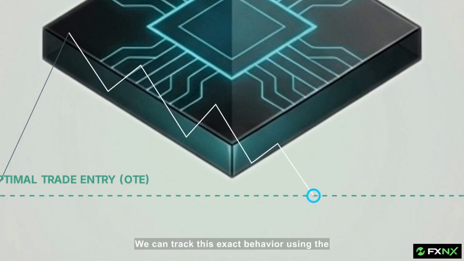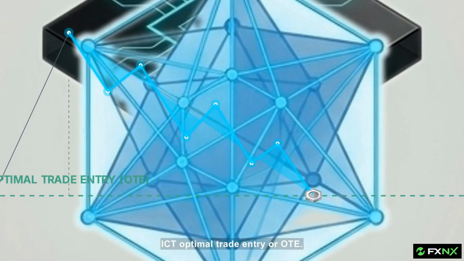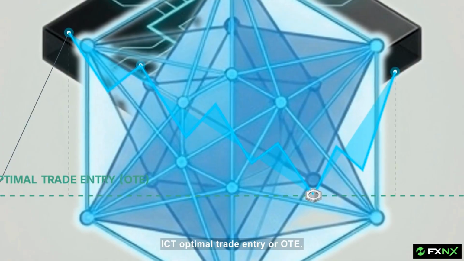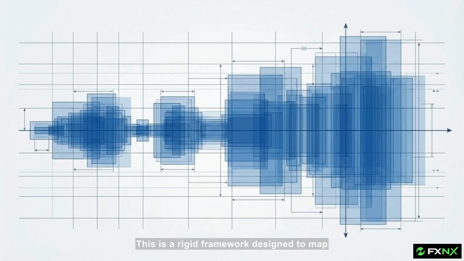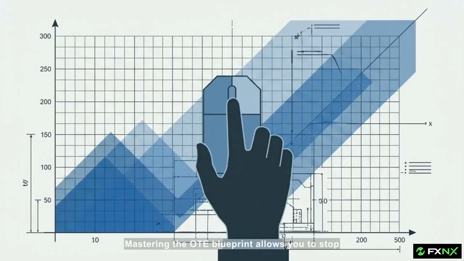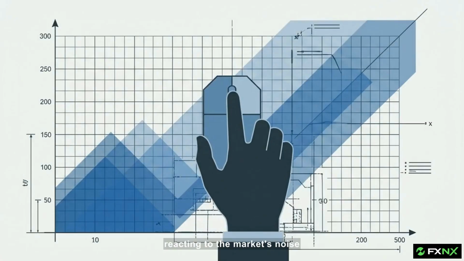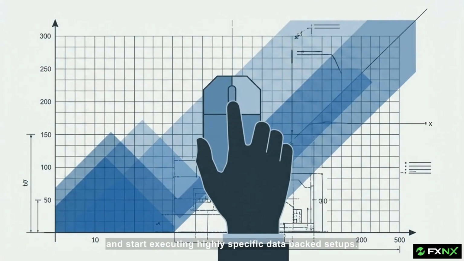We can track this exact behavior using the ICT Optimal Trade Entry, or OTE. This is a rigid framework designed to map exact price levels where institutional order flow re-engages. Mastering the OTE blueprint allows you to stop reacting to the market's noise and start executing highly specific data-backed setups.